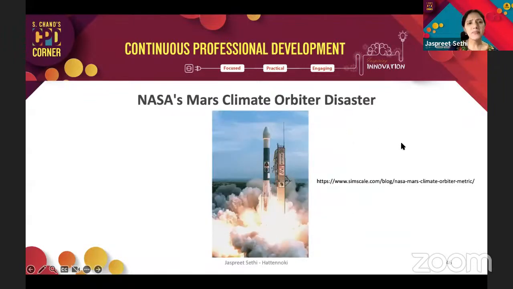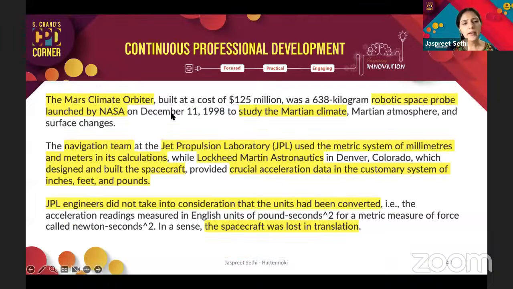Another one, again a reality, is NASA's Mars Climate Orbiter disaster. The story goes as follows: there was a Mars Climate Orbiter that was built at a cost of 125 million, and it was really heavy. This was in the year 1998, and it was made to study the Martian climate.